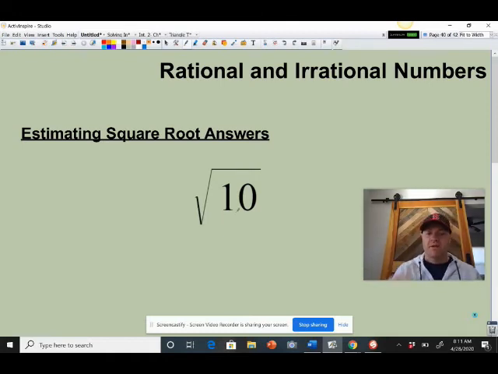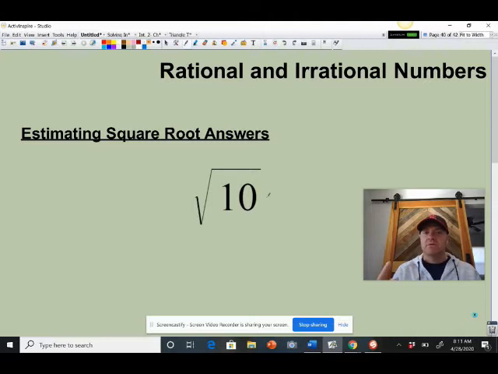The square root of 10. What number times itself is equal to 10? A lot of people think that you just divide by 2. That is not it, because if you divide by 2, you get 5. 5 times 5 is not 10. 5 times 5 is 25. So what number times itself equals 10?